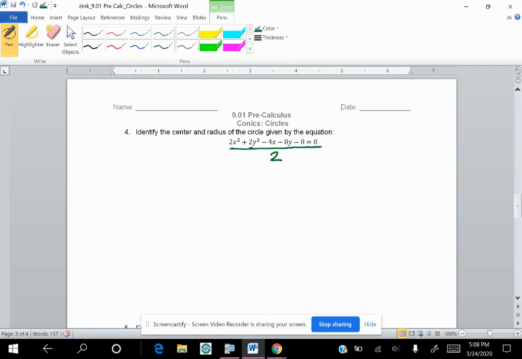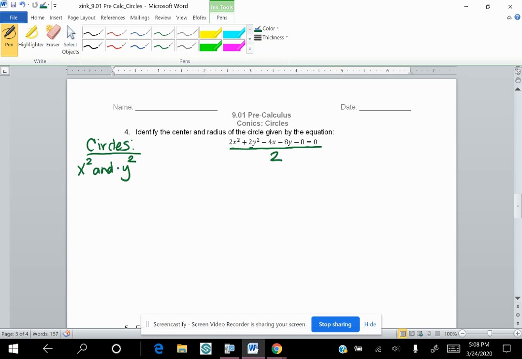As we go on into the conics unit, it's going to be really important that when you see this original equation, you can identify that this is a circle. One of the reasons you'd be able to tell this is a circle is because it has an x squared and a y squared. So circles always have x squared and y squared.